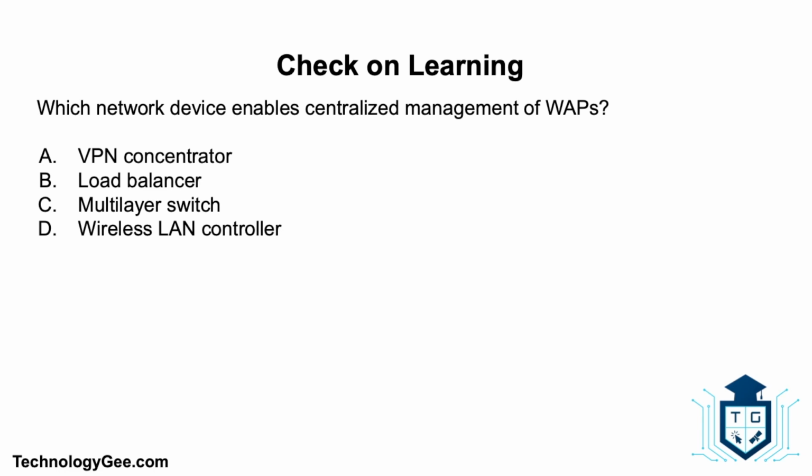So the first question is, which network device enables centralized management of wireless access points? Would it be a VPN concentrator, a load balancer, a multi-layer switch, or a wireless LAN controller? And the correct answer is a wireless local area network controller. That is the correct answer.